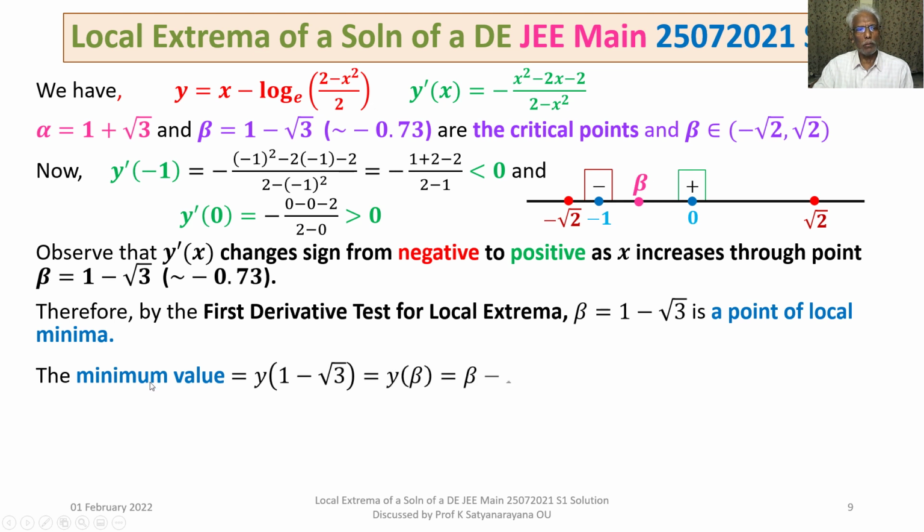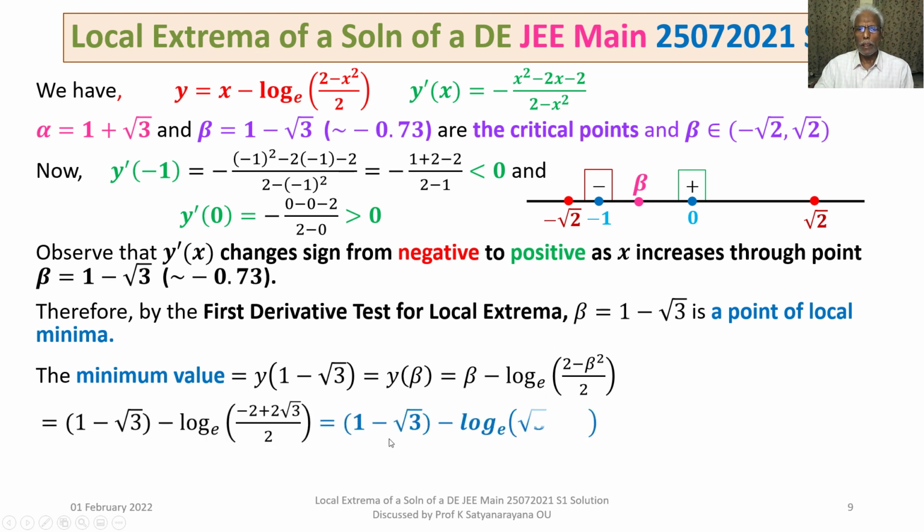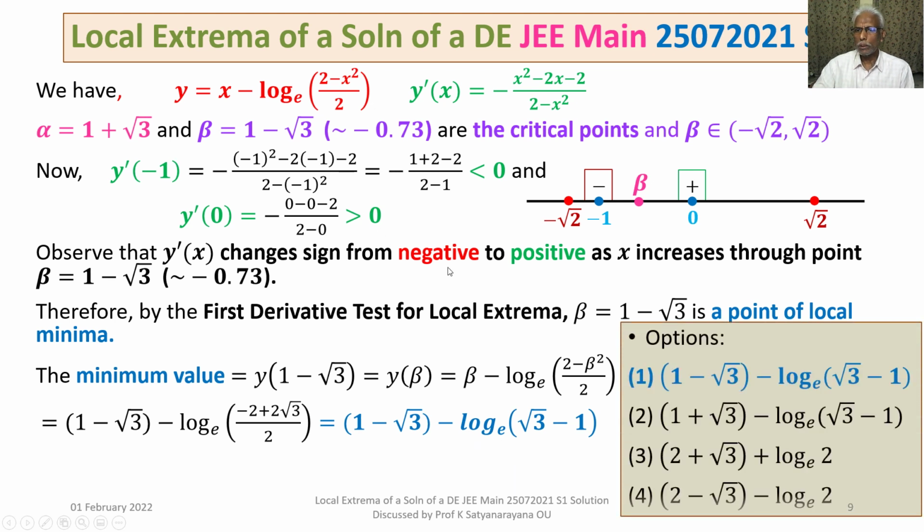So what is the minimum value? The minimum value is given by y at 1 minus root 3. That is y at beta. That is beta minus logarithm of 2 minus beta square by 2 to the base e. You compute and you will get the answer as 1 minus root 3 minus log of root 3 minus 1 to the base e. So let's look at the options.